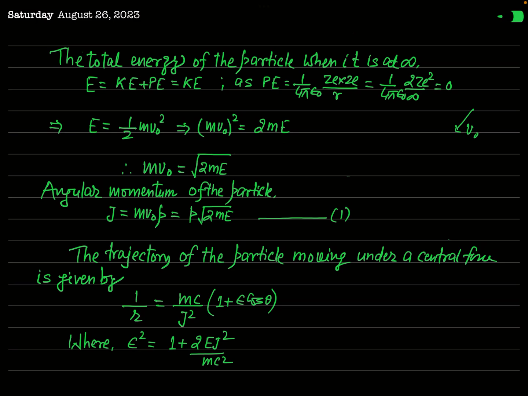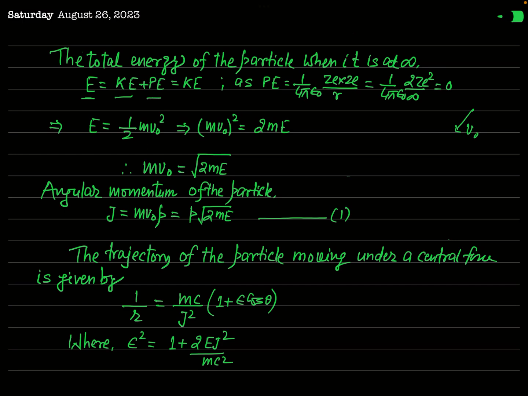It means there will be no Coulombian interaction between the alpha particle and the nucleus when it was at its initial position. So if you consider that the total energy of the alpha particle is E, then the total energy will be the sum of its kinetic and its potential energy.